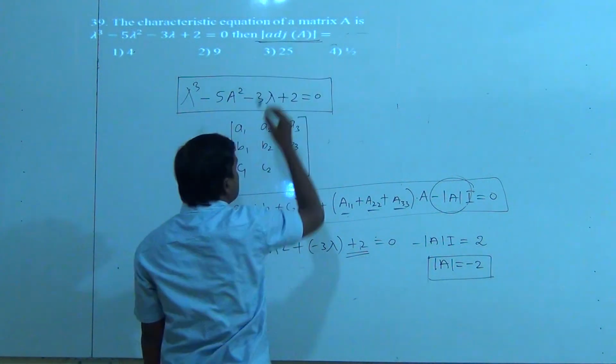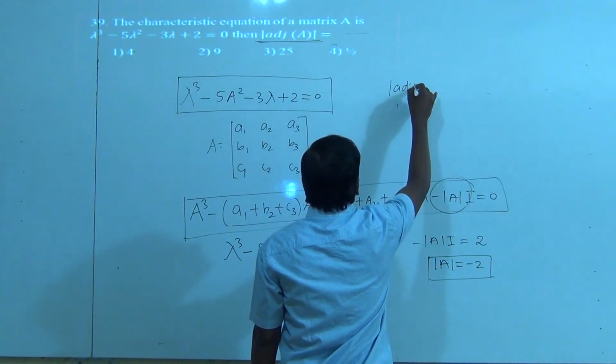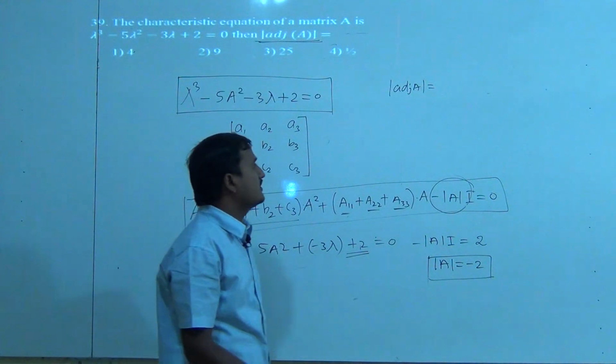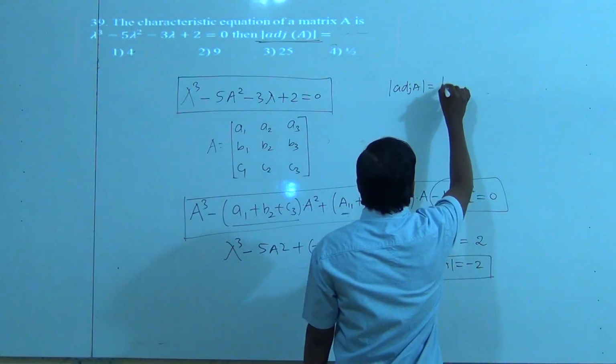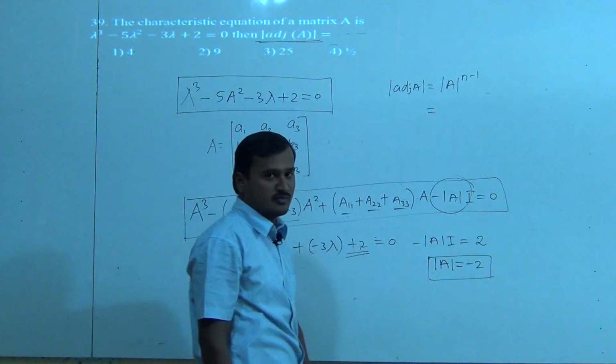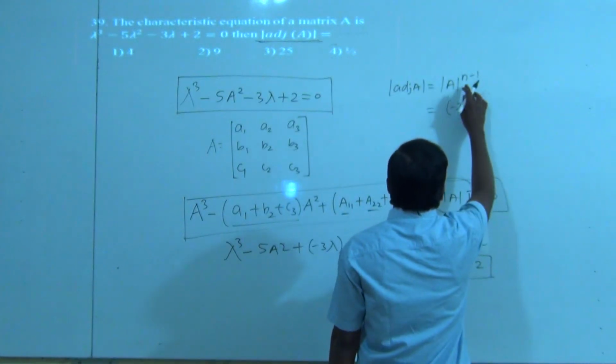Okay. Next, now we should find this one. So what is the value here? What we have to find? Adjoint of A. Here we should find determinant of adjoint of A. What is the formula of this one? It is determinant of A to the power n minus 1. We have the formula. So what is the value of determinant of A? That is minus 2 to the power n.